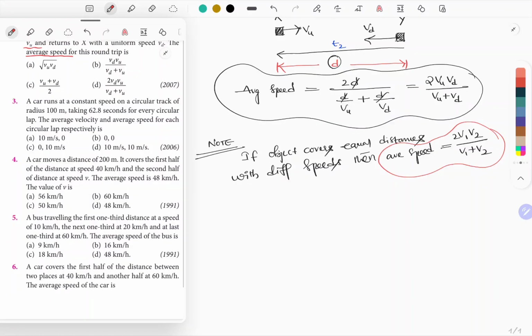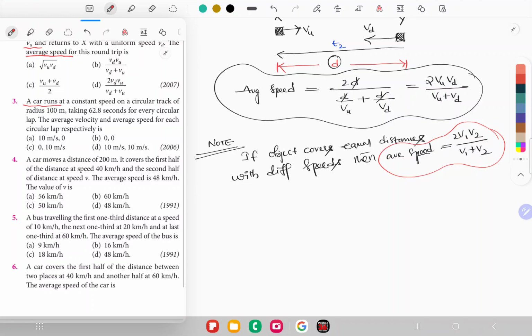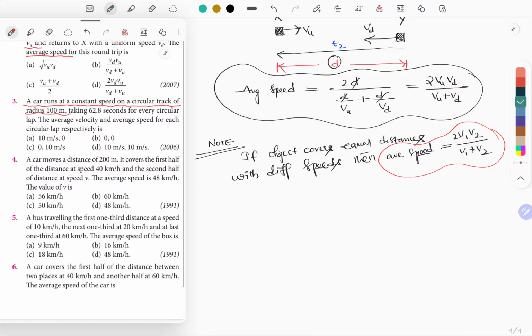Okay, next. Third question. A car runs at a constant speed on a circular track of radius 100 meter. Let me consider a circular track. What is the radius of that circular track? They have already given that radius, which is equal to 100 meter. Okay, the object is moving in this circular track.